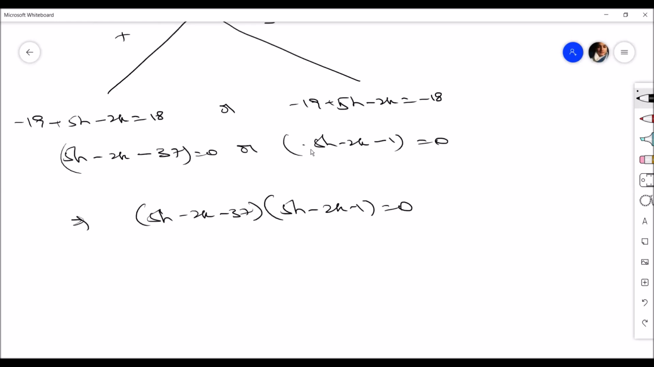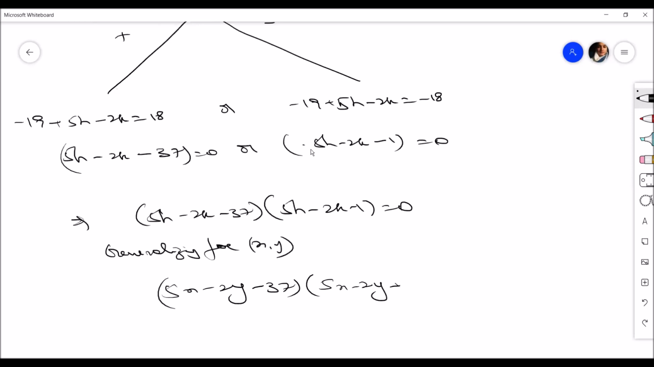All of you? Yes? So generalizing for x comma y, you can just write it as 5x minus 2y minus 37 into 5x minus 2y minus 1 is equal to 0. If you have enough time, you may want to expand this and write a second degree equation. Is it clear? But be very, very careful.